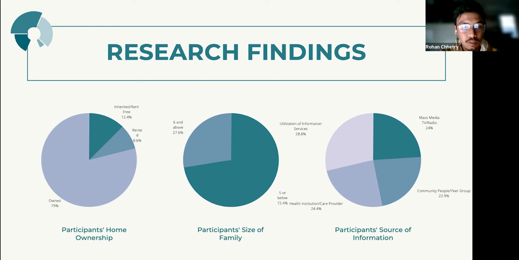On home ownership, participants owning their homes were 79%, with rent-free or inherited people taking about 12.4% and rented taking about 8.6%. Talking about the family size of people, most of the people utilizing the social health insurance can be seen to have a family size of 5 or fewer, which is 74%, and a larger family of 6 or more, 27%.